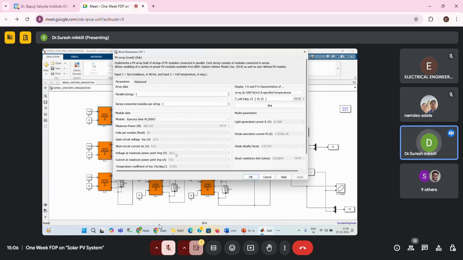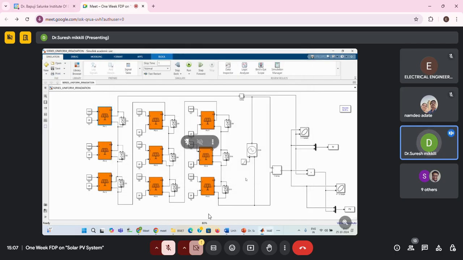Okay, so this is 26.3. And VOC is 32.9, so VOC I have taken 32.9. 9 modules are there, 9 modules into 32.9. How much will be there? In a series configuration, voltages are added together, isn't it? So how much voltage? 296. So approximately 300 is there.